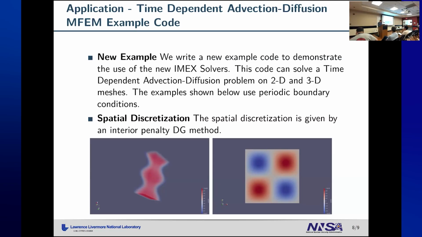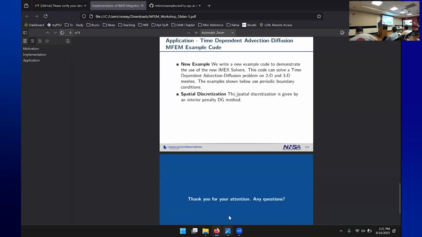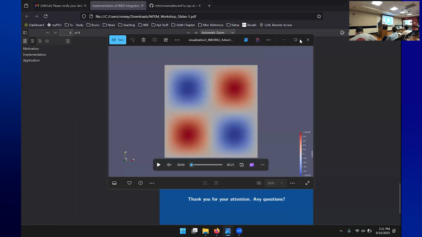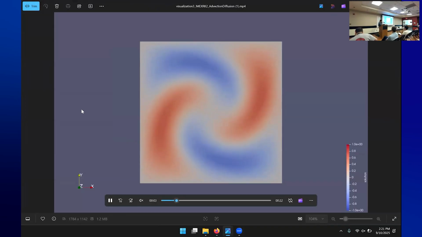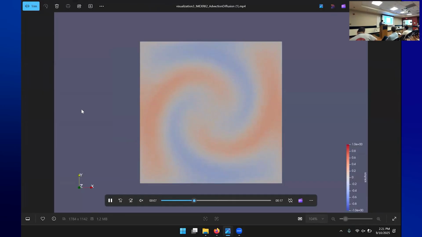I will play the videos now. I will show you some videos from various different domains. Let's start with this one. This is a periodic square. All the boundary conditions for these examples are going to be periodic because it was a little simpler to code. We have a predefined velocity field. We see diffusion, and we see the effect of the velocity field.